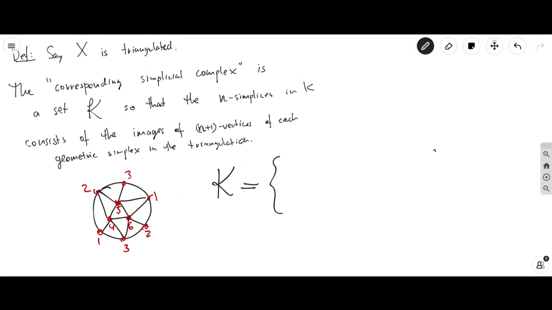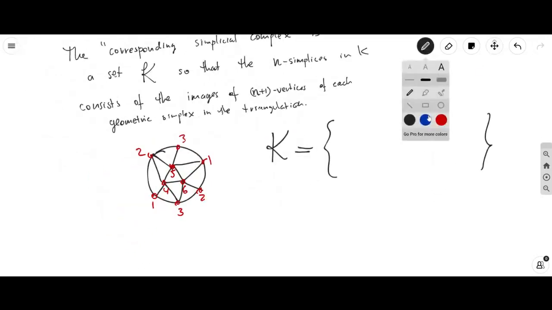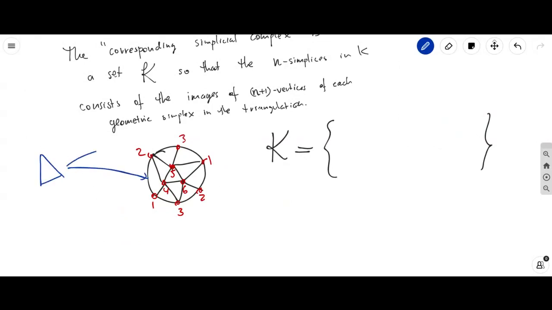So here's the way you do it. It has to do with mappings. You take your triangle, and there's this homeomorphism of that triangle into each one of these regions. You have lots of different homeomorphisms. So how do you get the zero simplices? The zero simplices would just consist of the images of one vertex at a time.